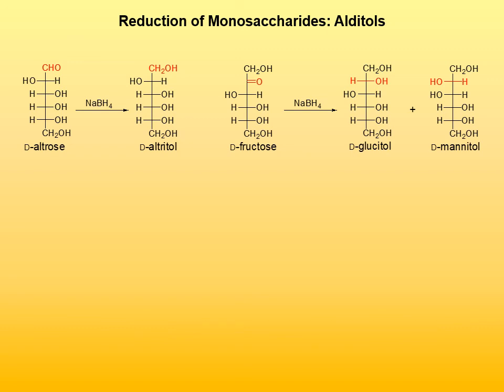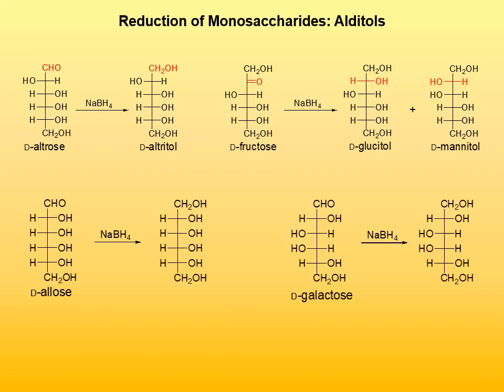Since reduction is more or less random, so the new hydrogen, the hydride anion, comes from either side of the carbonyl group with more or less equal probability, we obtain a mixture of two alditols. In this case, the mixture is glucitol and mannitol. And as was the case with aldaric acid, even though the starting monosaccharide was chiral, the resulting alditol may be achiral if it is a meso isomer. And as shown before, allose and galactose give non-chiral products.